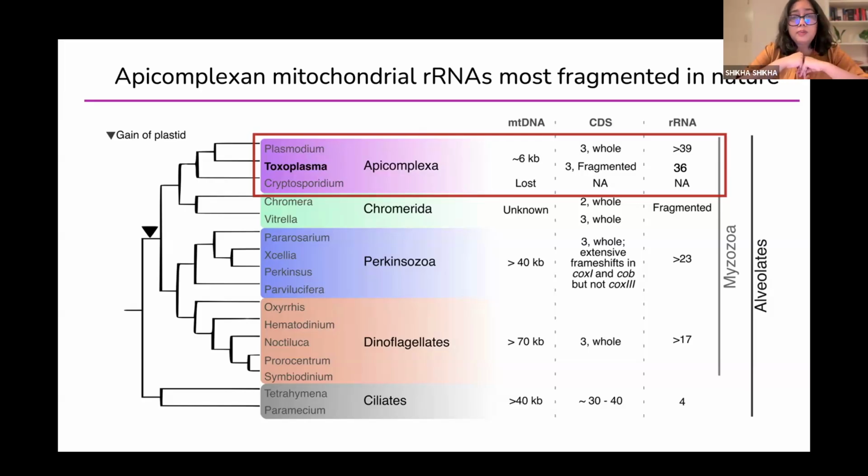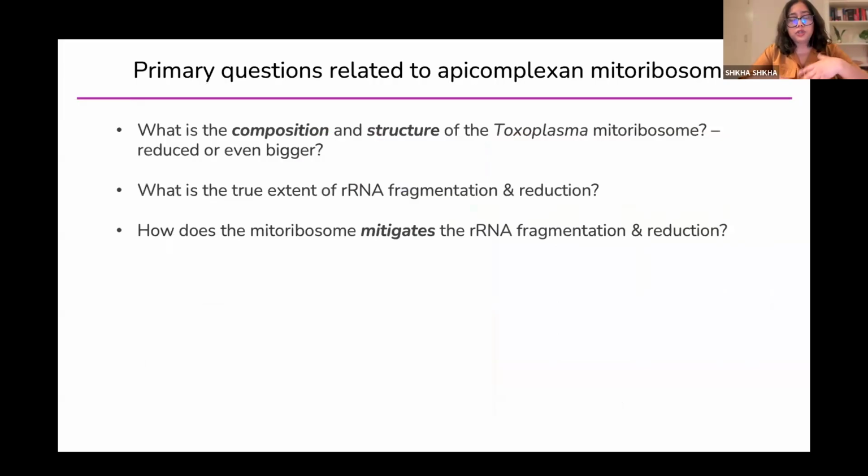However, with such an extreme fragmentation, we don't know how this mitoribosome assembles, how it looks, and more importantly, how it manages to translate the 3 protein coding genes that are in the mitochondrial genome, which are important for parasite survival. So the question that we asked was, what is the composition and structure of the Toxoplasma mitoribosome?